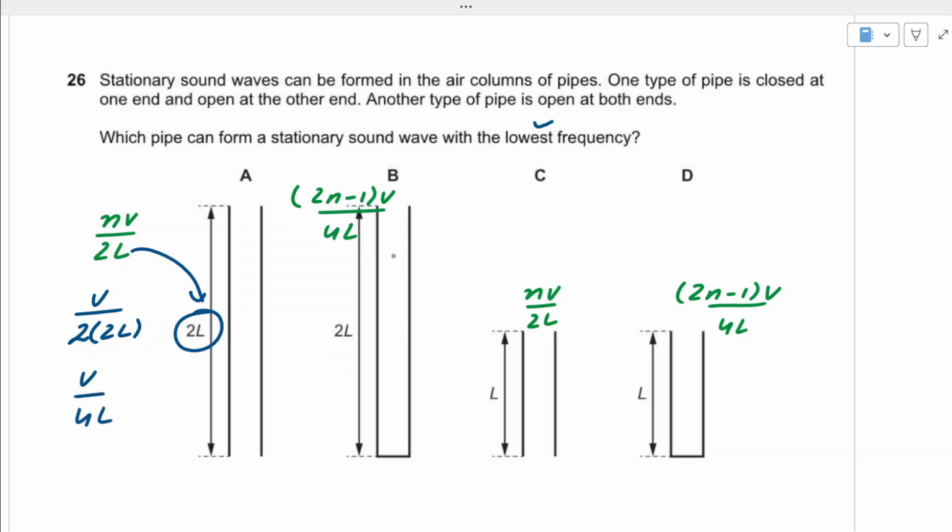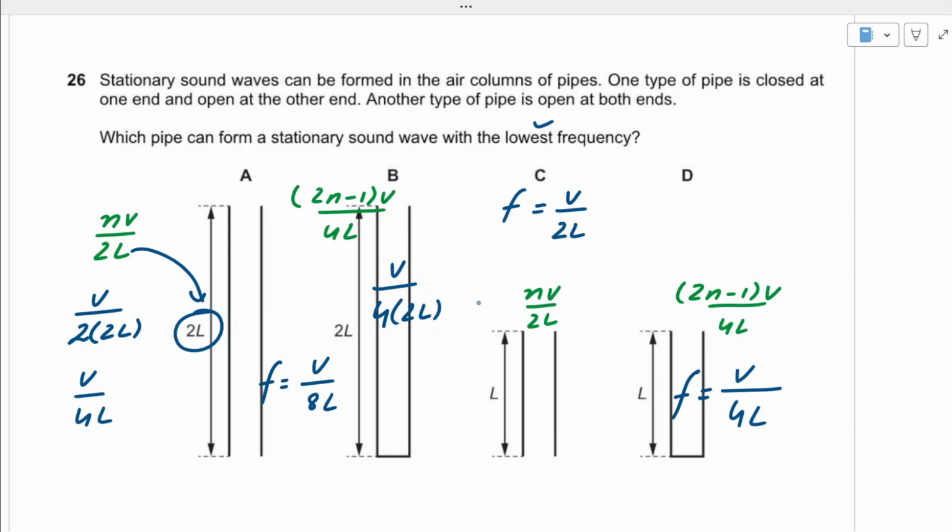Now let's take a look at the second one. For the lowest frequency, the value of n would be 1. 2n minus 1 would be 1. V over 4. Length is 2L. So the final expression for the frequency would be V over 8L. Okay, by the way, this is the expression for the frequency. For the third one, it would be 1 V over 2L, because length in this case is L. For the last one, 2n minus 1 would be 1, V over 4L.